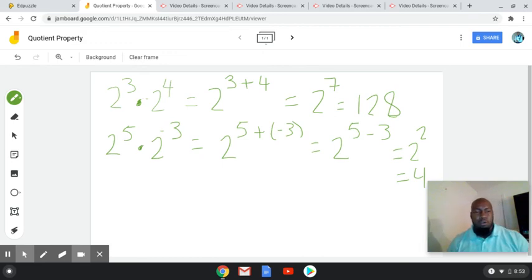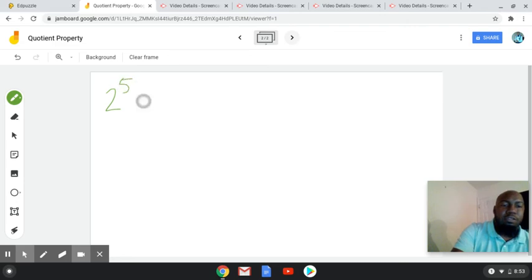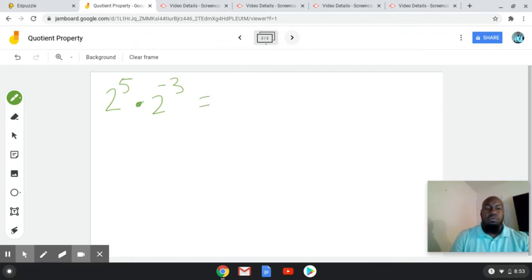So let's talk about something else that's kind of similar to what we just did. Because we can rewrite that over again. We can say 2 to the fifth times 2 to the negative 3 is the same thing as 2 to the fifth divided by 2 to the third power. Why am I doing 2 to the third power? What property tells me that I can put the 2 to the third power at the bottom? It's correct, the negative exponent property.